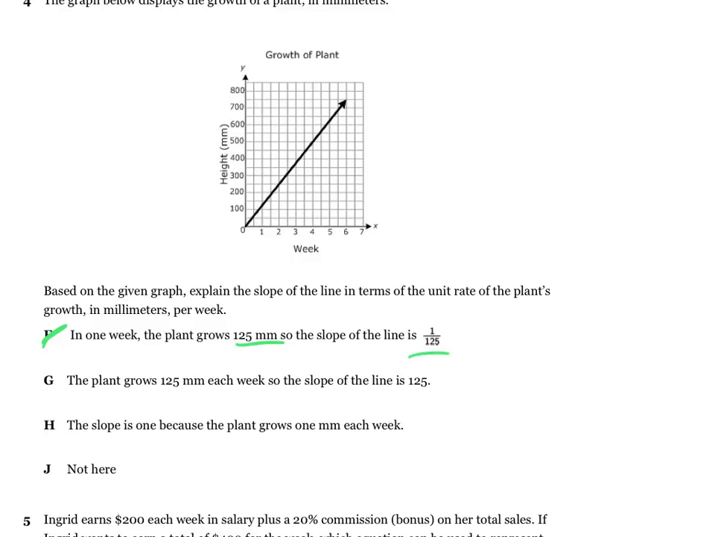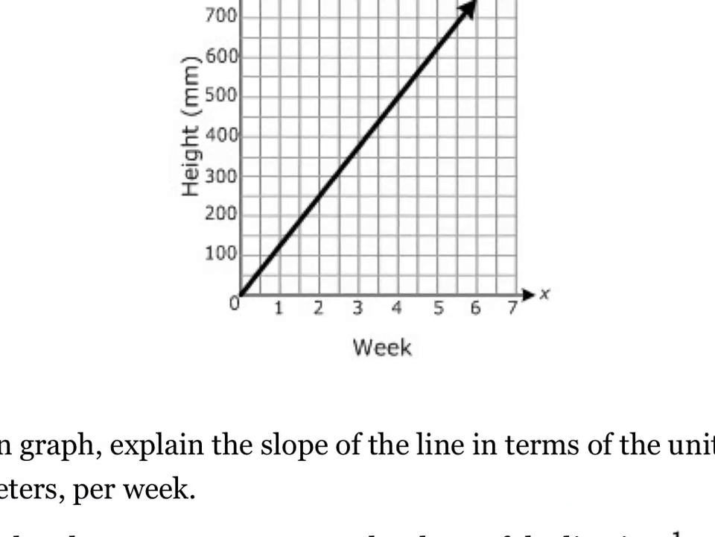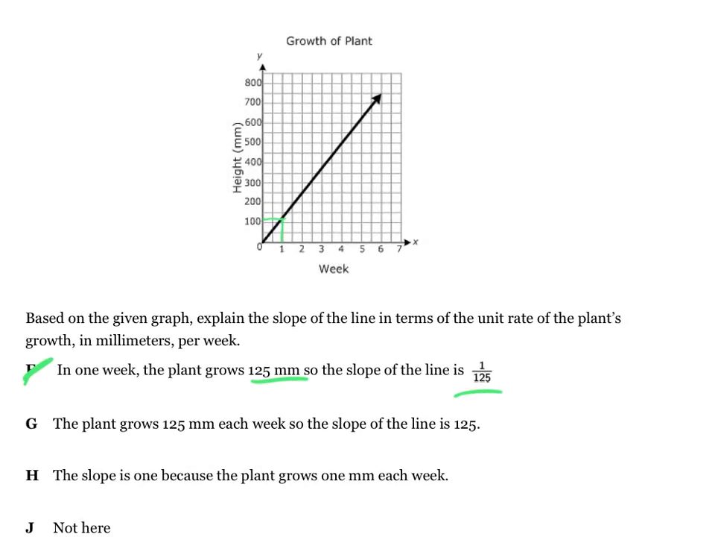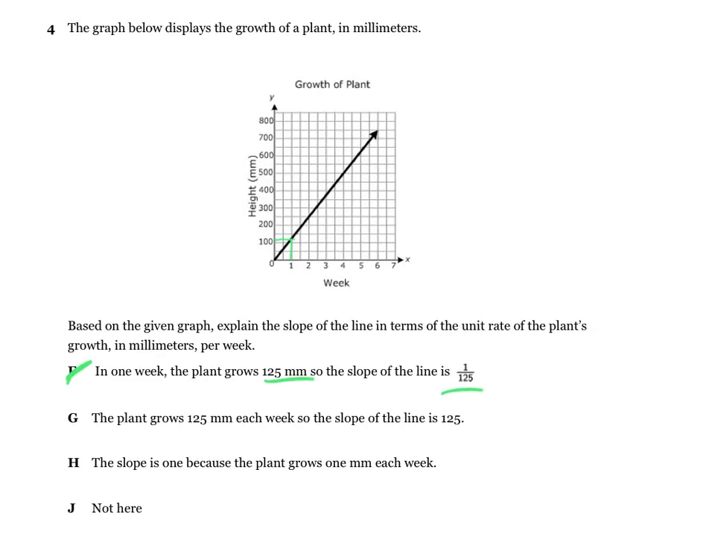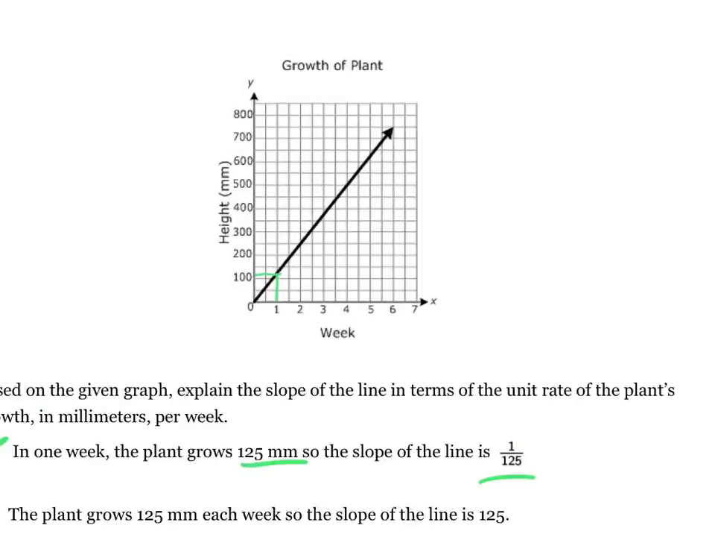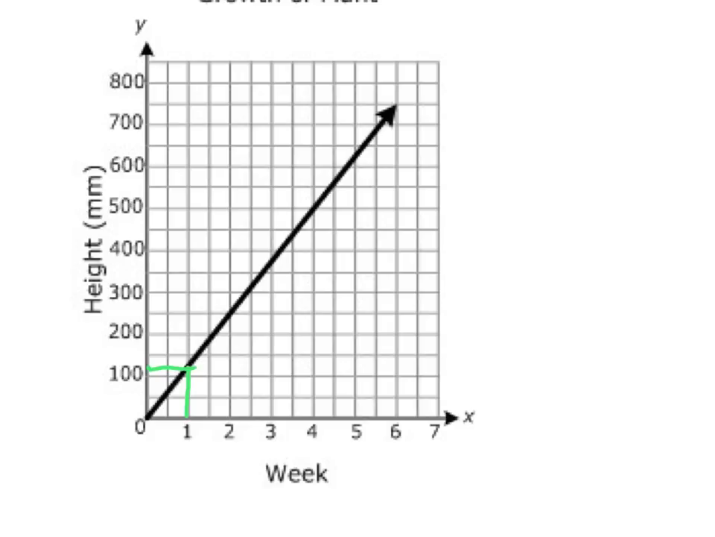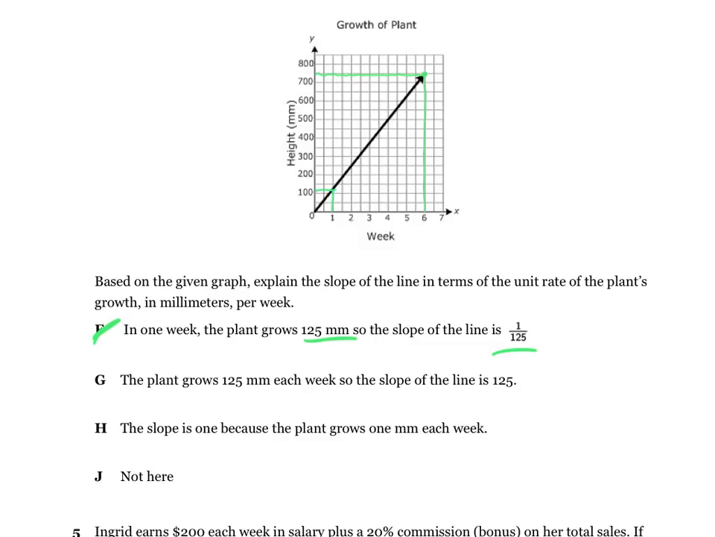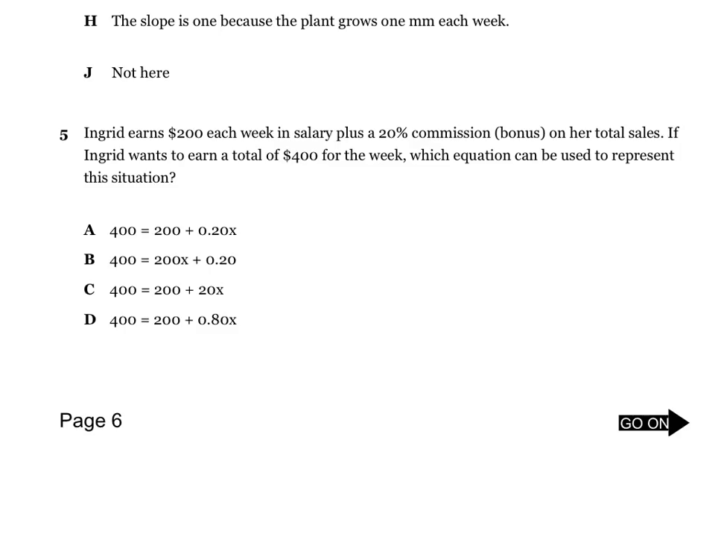G says the plant grows 125 millimeters each week. Well, if I look at 1 week, that might be right. It's really hard to tell right there. So I want to try to find something that makes it a little more obvious. This is the only really obvious point right there. That number is going to be 750, and it's 750 in 6 weeks. So if I do 750 divided by 6, I get 125 millimeters each week. So G matches.